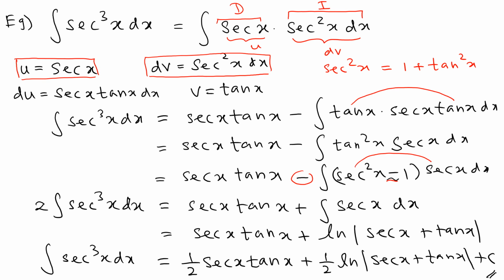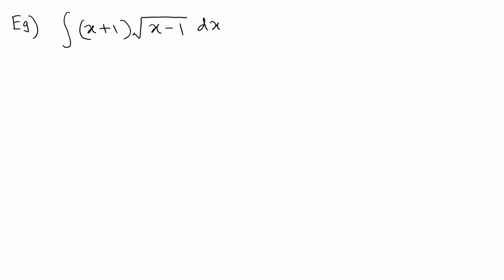So let's do one more problem just to finalize this idea. This is the last example we do. As the last one of this type, we have this special integral: the integral of x plus 1 times the square root of x minus 1. If you get a problem like that, you can actually do it in several different ways. You can use a substitution method.